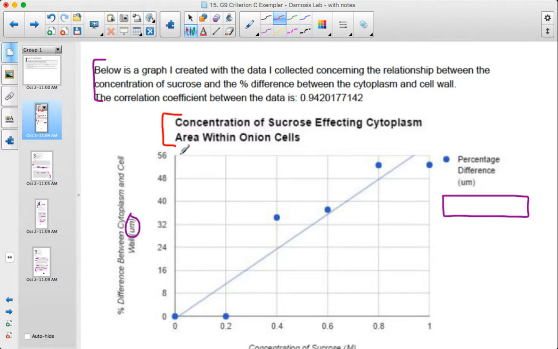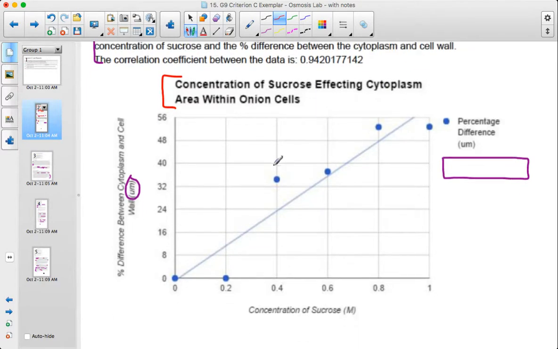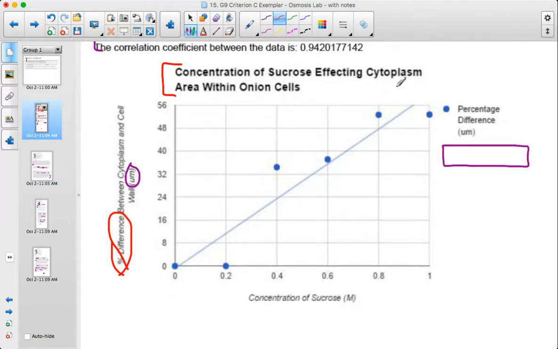So this graph says concentration of sucrose affecting cytoplasm area within onion cells. That's mostly true, although technically what we're seeing here is concentration of sucrose versus percentage difference. And so that percentage difference should probably end up in the title of the graph. The student has these data points and has tried to fit a trend line to it, although it's not a very good fit. And so the student might want to consider playing around with the data as different series, only adding a trend line to these data points that seem to fit more of a linear trend, and leaving it off these data points, which don't really seem to fit it.